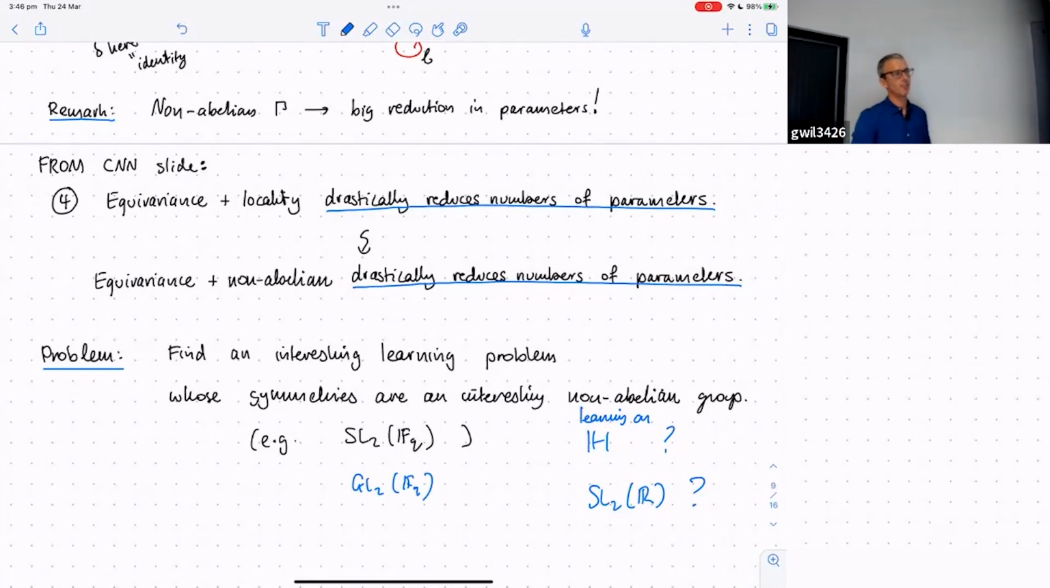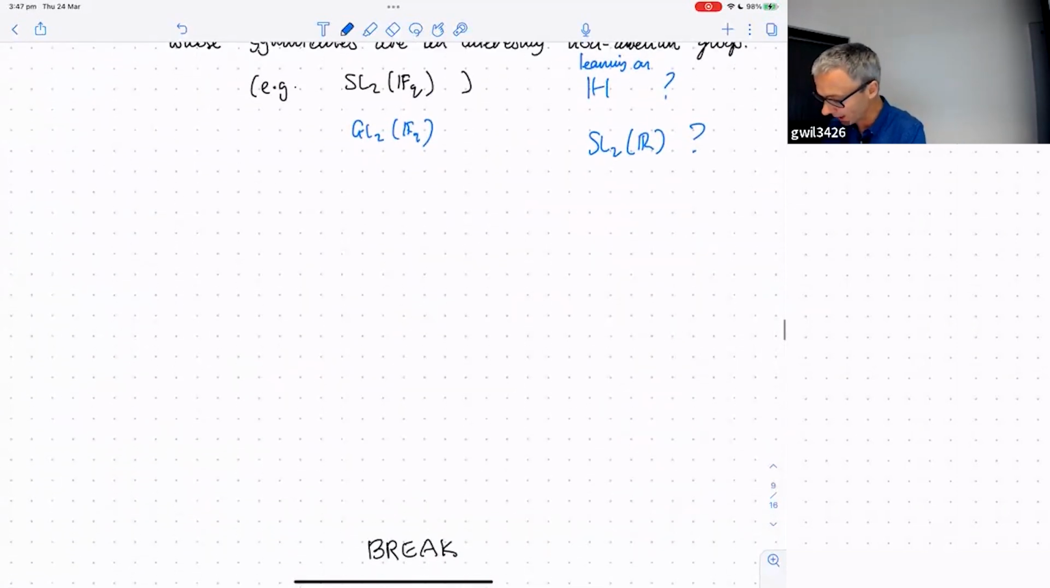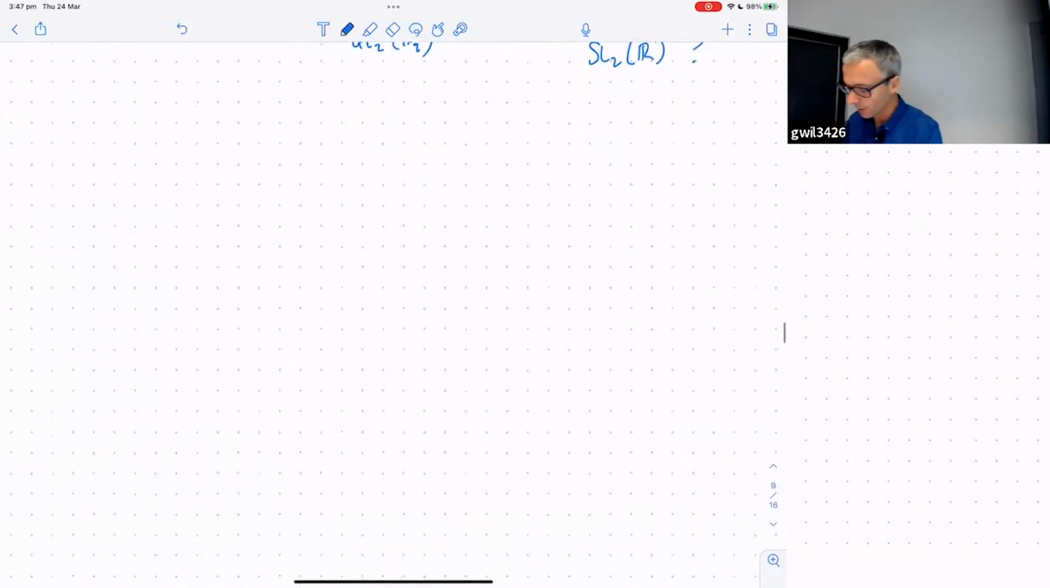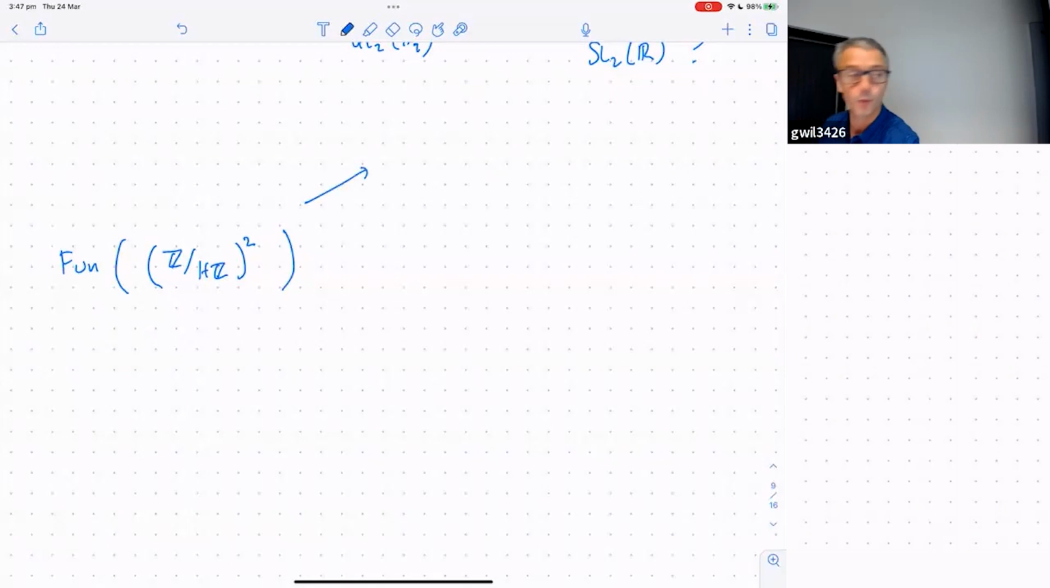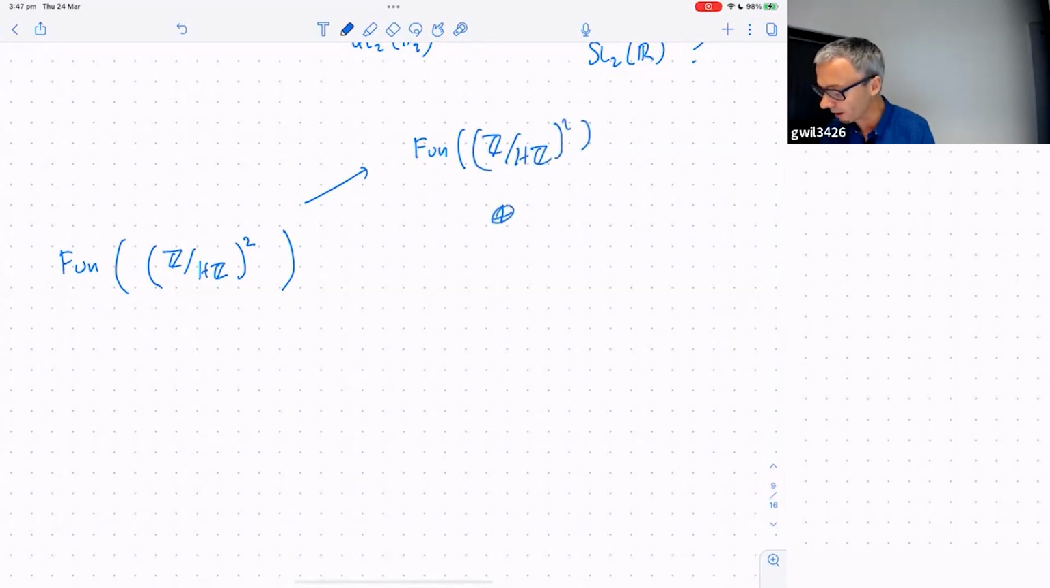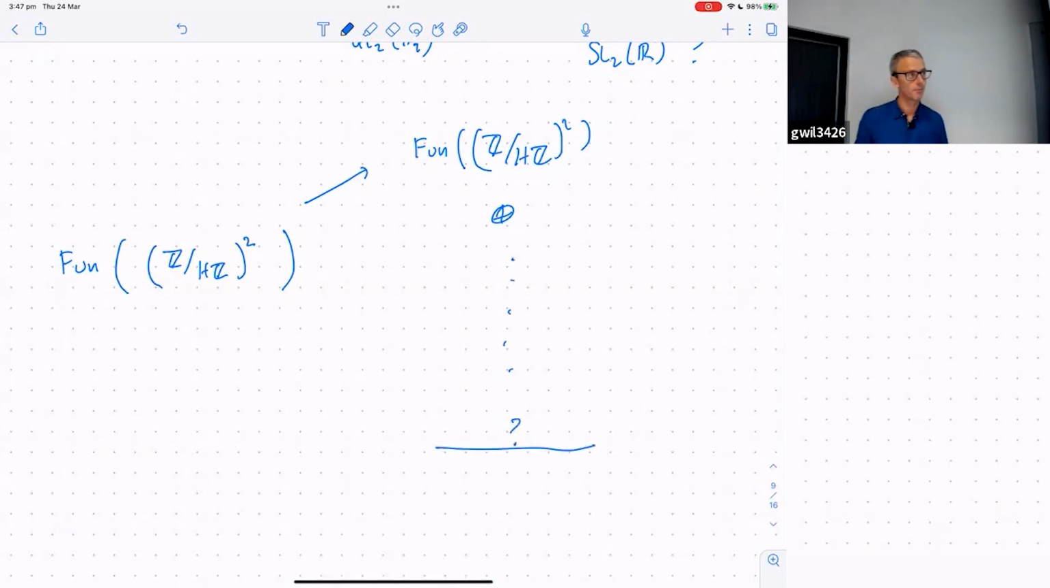So let's go back to CNNs. The question is basically, what is going on? I'll try to explain, and then we can have a short break. Let's say that we're trying to do image processing. So we're on Z mod H Z squared, and we have functions on this. Then we want to have a layer of our neural net. One piece of one layer of our neural net might look like this. What's the dimension of this space? The dimension is H squared, namely the number of points in this set. And what's the dimension of this space? The dimension is H squared.